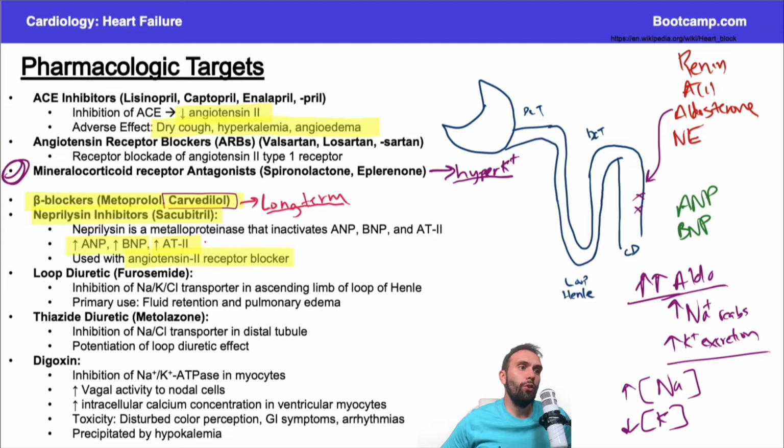so that you're only getting increased levels of ANP and BNP, because again, those are the good guys. Those are the heroes. Angiotensin II, that's a villain. So if we give them sacubitril, we give them another drug with it, usually valsartan.